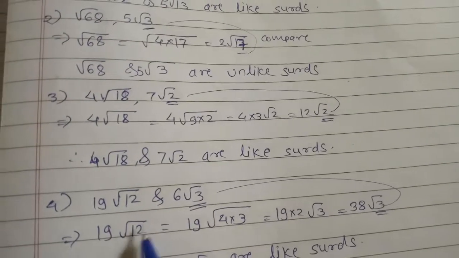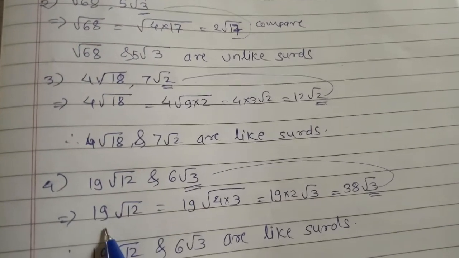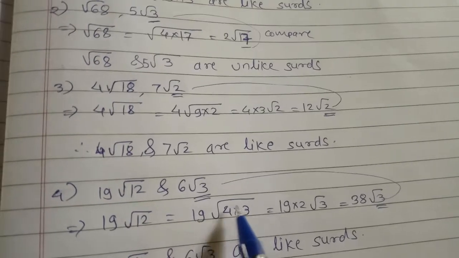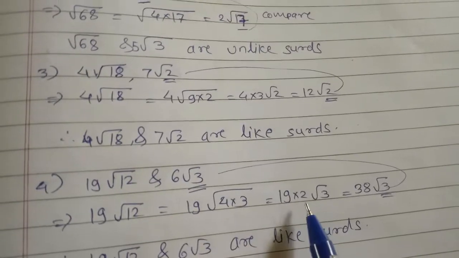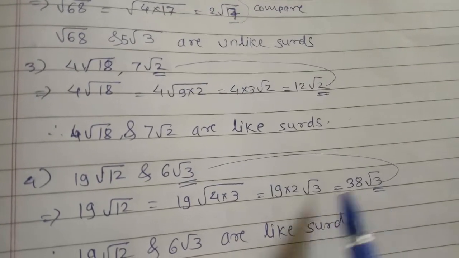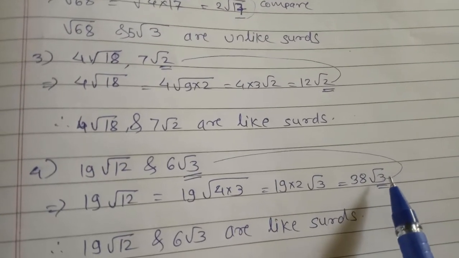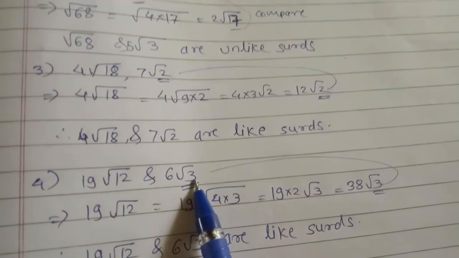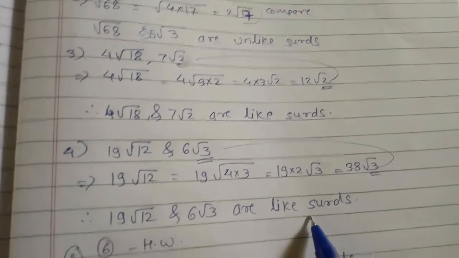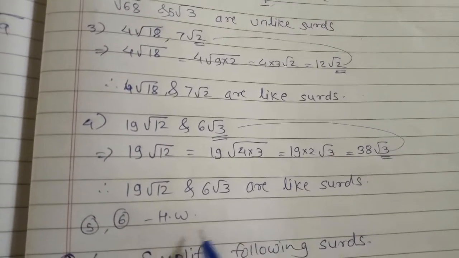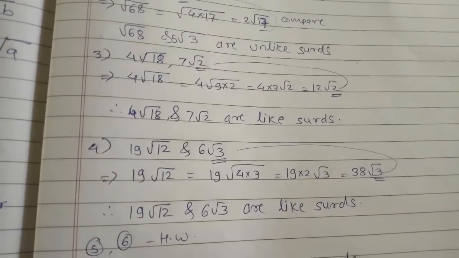Next, 19 root 12 and 6 root 3. So 19 root 12, we factorize this 12 as 4 into 3. The square root of 4 is 2, so 19 into 2 is 38 root 3. Again comparing, root 3 is the same, so both are like surds. Similarly, we have to solve examples number 5 and 6. These are for your homework.